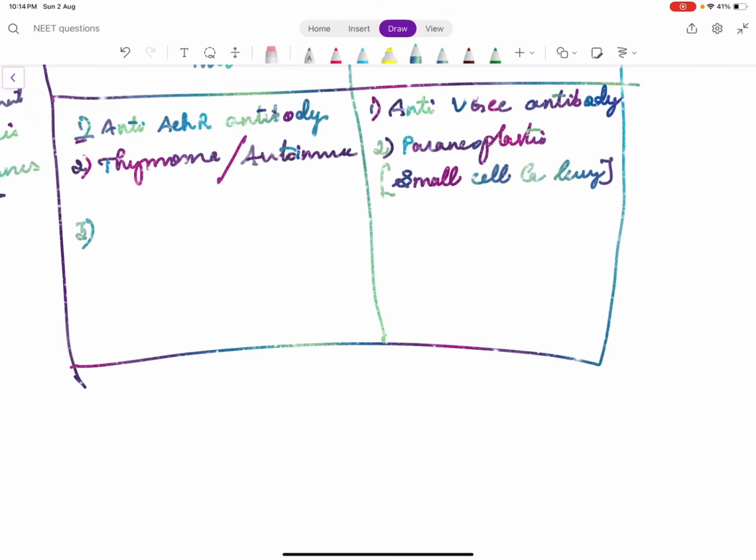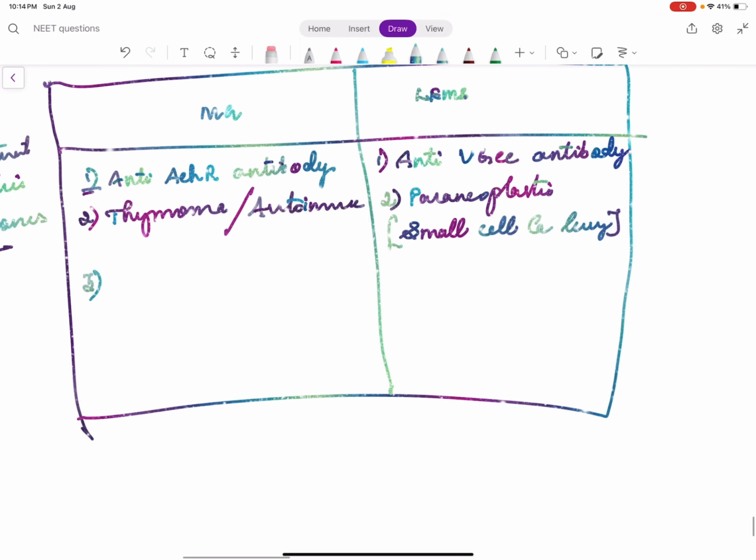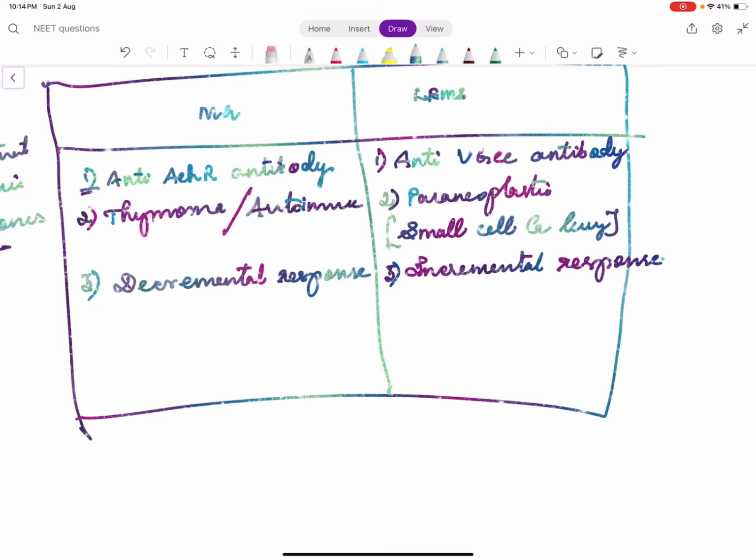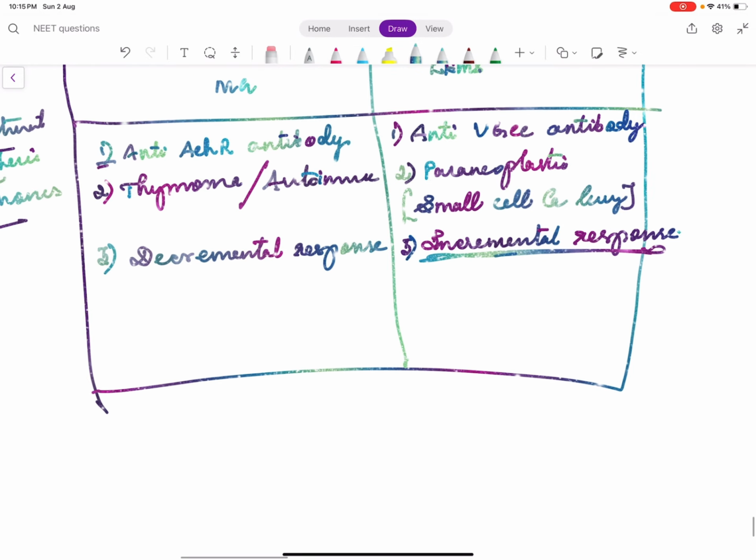In myasthenia gravis there is fluctuating fatigable weakness causing a decremental response in repetitive nerve stimulation. The opposite occurs here. There will be an incremental response, because on repeated stimulation, more acetylcholine can be released here. So it's opposite of myasthenia gravis. There will be an incremental response in repetitive nerve stimulation.